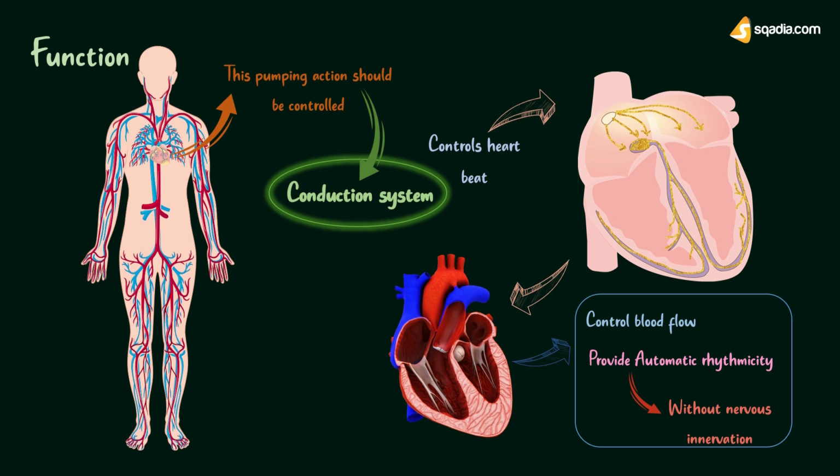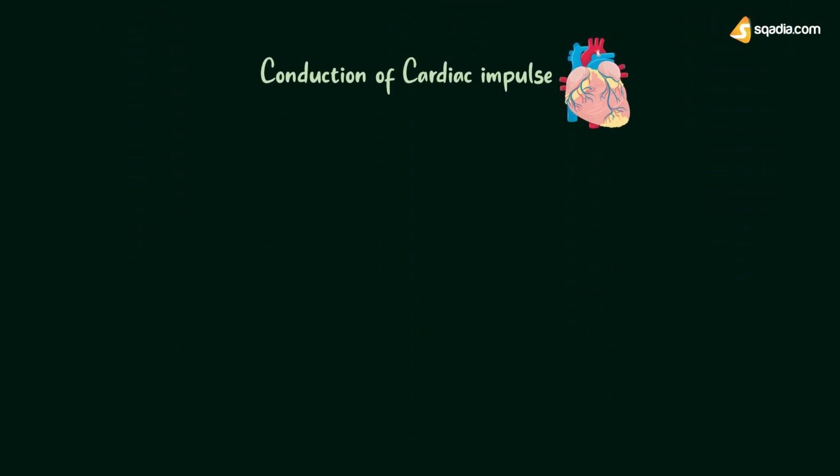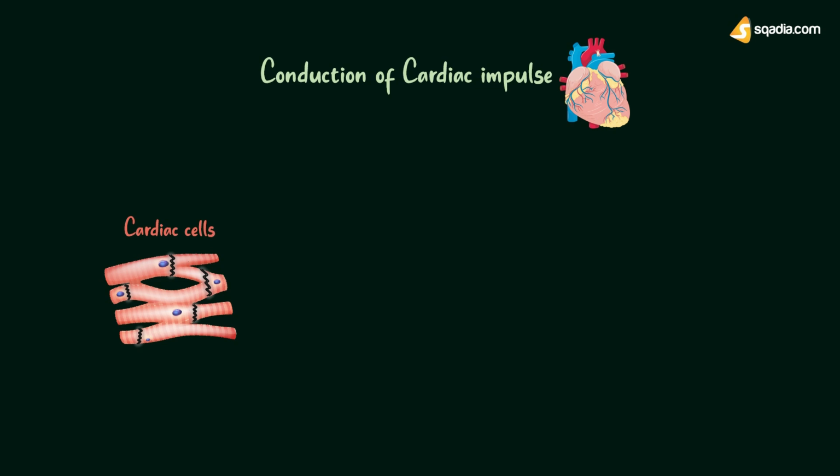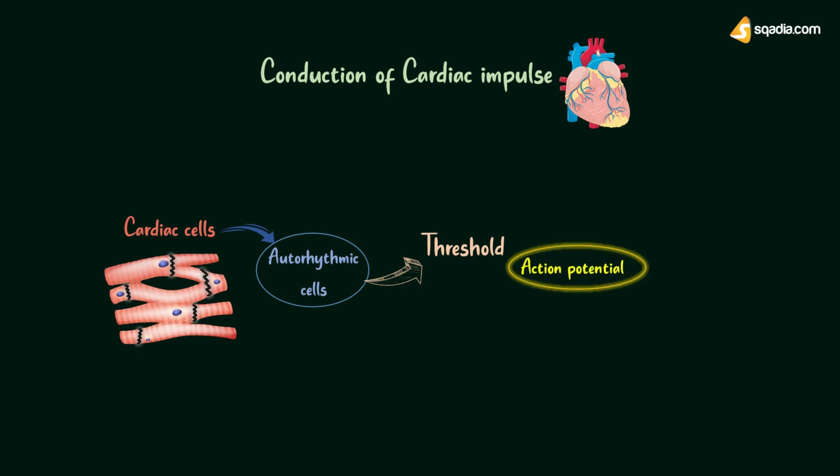Conduction of the cardiac impulse. Some cardiac cells act as autorhythmic cells that continuously depolarize and move slowly towards threshold, and at that level, they initiate action potentials. An action potential is a sudden rapid change in resting membrane potential. This action potential, or impulse, that generates in conducting cardiac cells passes through the heart in the following order.